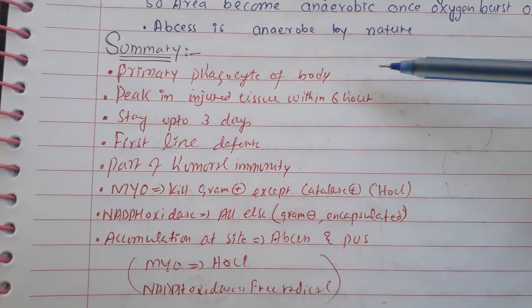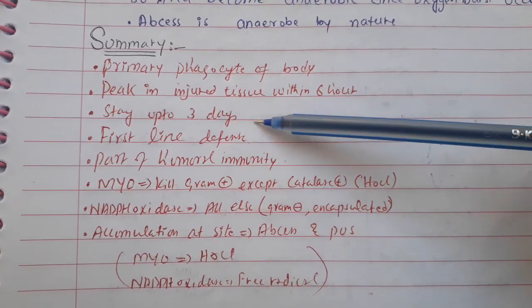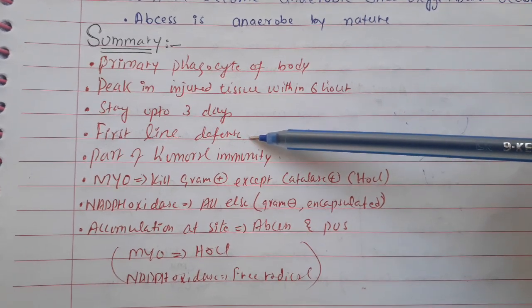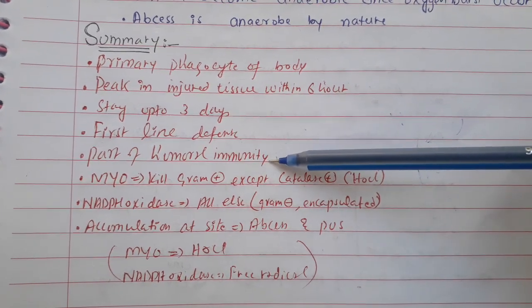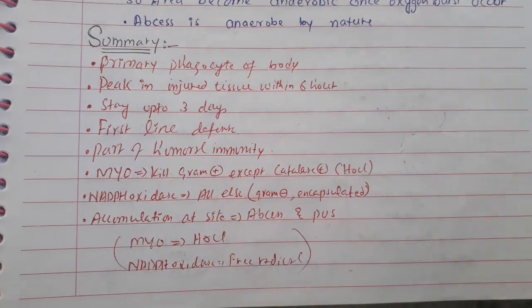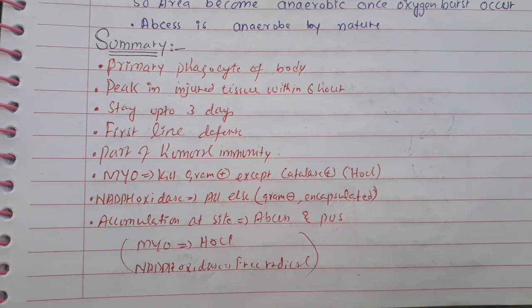Now, the summary of this is actually, you can see, the neutrophil is the primary phagocyte of the body. It is seen in injured tissue within 6 hours. It stays up to 3 days. It is the first line of defense. It is a part of innate immunity. I already uploaded another video on cell-mediated and humoral immunity, so watch that, okay?